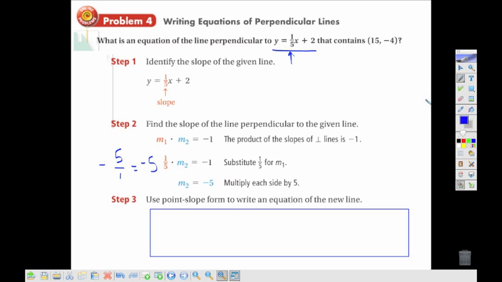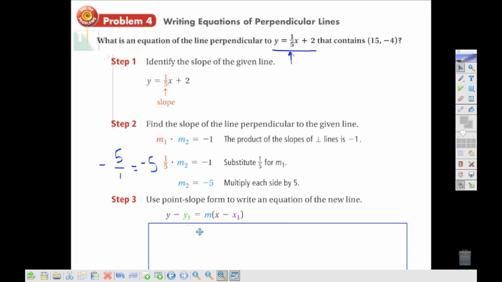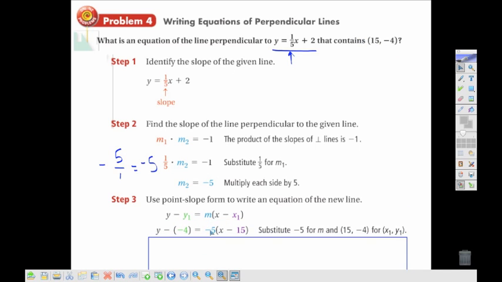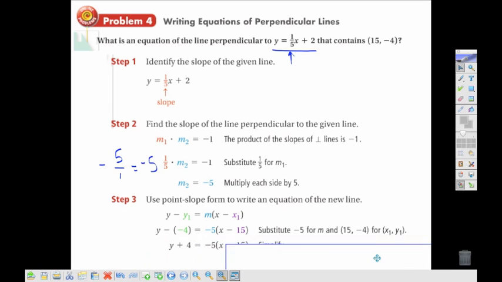Okay, use point-slope form to write the equation of the new line. We then take our point (15, -4), and we plug it in. So -4 would go in for y, m we found was -5, and our x was 15. And then we would simplify it, and I would ask you to simplify that a little bit further and make it y equals. And that would come to y equals -5x plus 71.